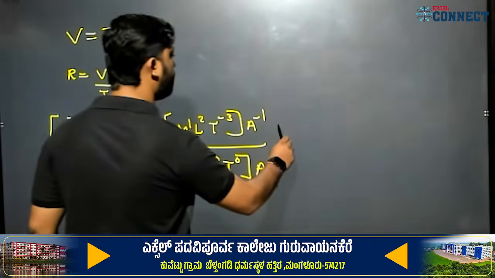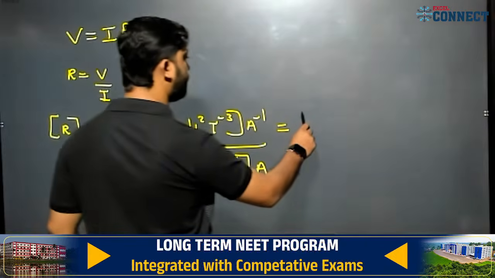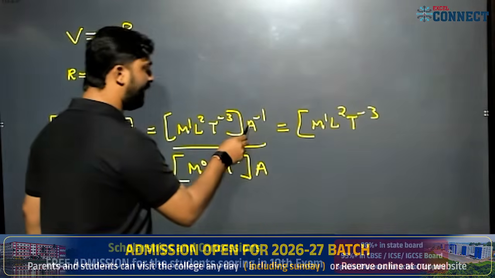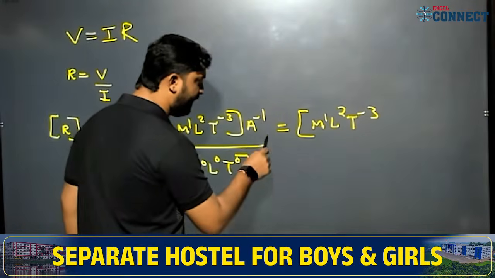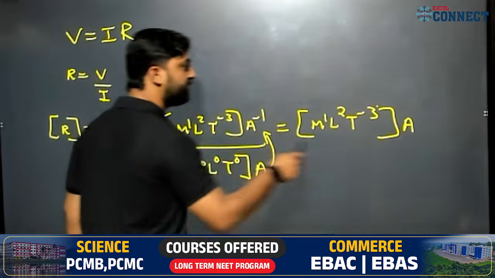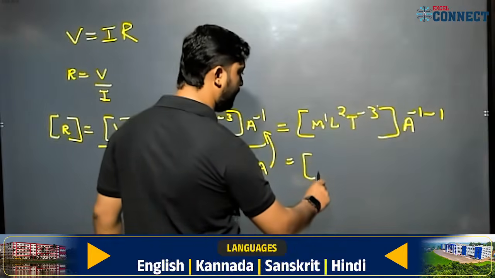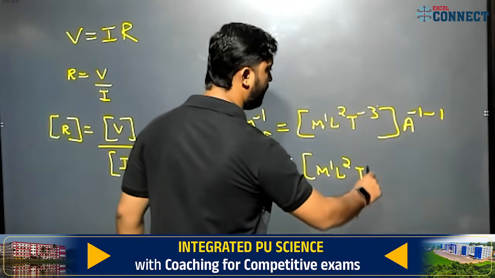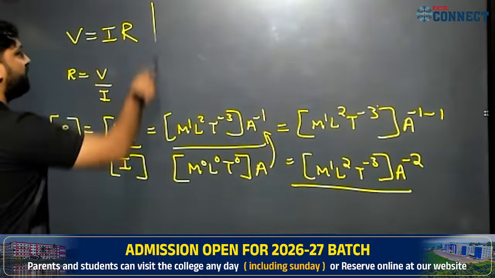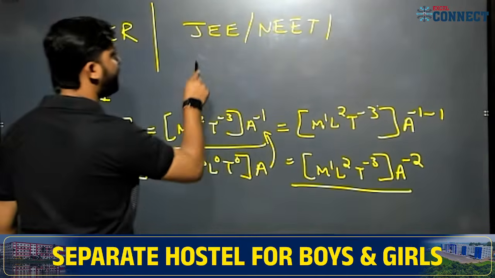If we solve this, what do we get? M1 L2 T-3, here A-1 and here A, these two do not cancel. When this goes up, we are left with A-1-1. This will be A-1-1. Okay, so the answer will be M1 L2 T-3 A-2. Clear, students? This type of question will be asked in JEE or NEET or KCET.